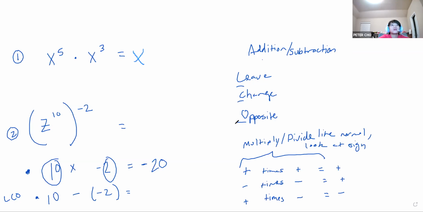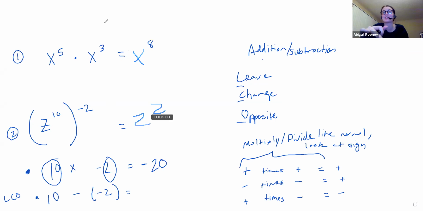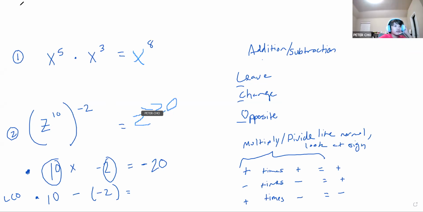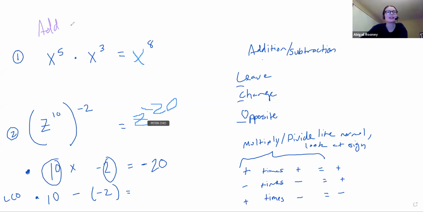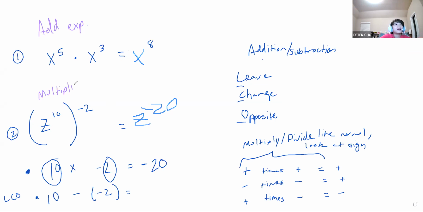Okay, so let's go back to our question 2. What is z to the 10th power in parentheses to the negative second power? Set Z negative 20. Exactly. Perfect. I wonder what that would be. I mean, it depends on what Z is, right?